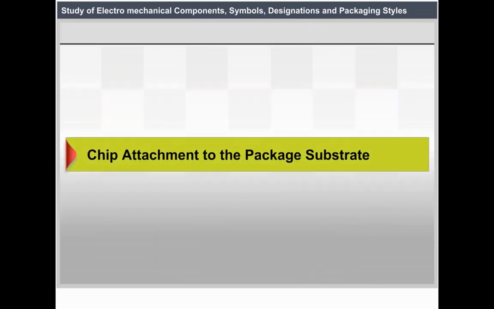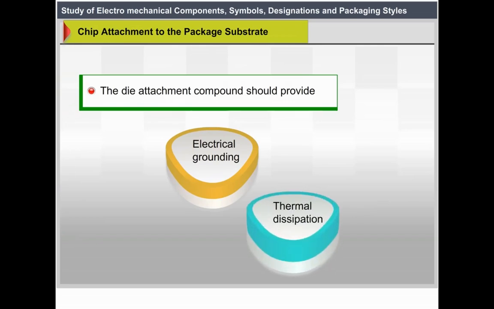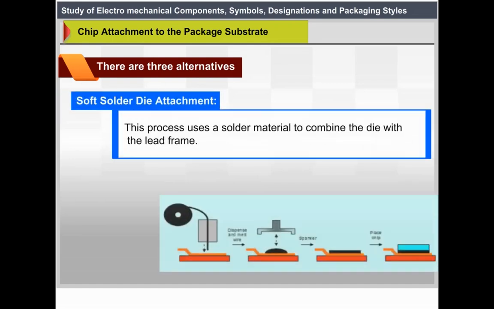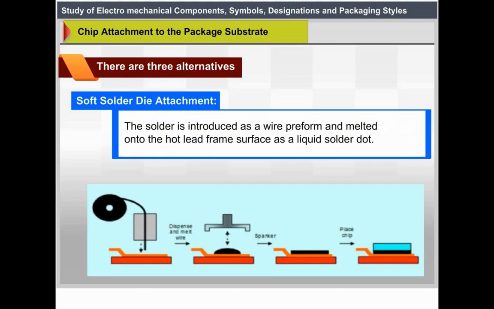Chip attachment to the package substrate. The die attachment compound should provide electrical grounding and thermal dissipation. There are three alternatives. Soft solder die attachment. This process uses a solder material to bond the die to the lead frame. The solder is introduced as a wire and melted onto the hot lead frame surface as a liquid solder dot.